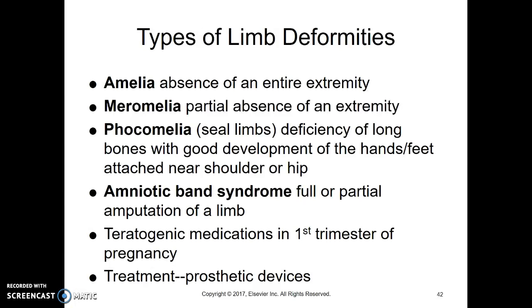So it looks like off the shoulder all they have is a hand, or off the hip it's the foot, but the foot or the hand are pretty normal sized and shaped. Sometimes we just don't know why, sometimes it can be an amniotic band. So in utero, a piece of scar tissue gets in there and wraps around the limb, and so it's not getting blood supply out to it, and so it doesn't develop.